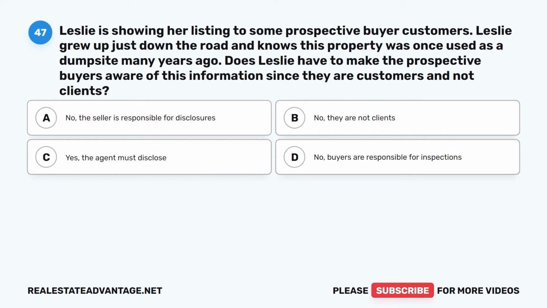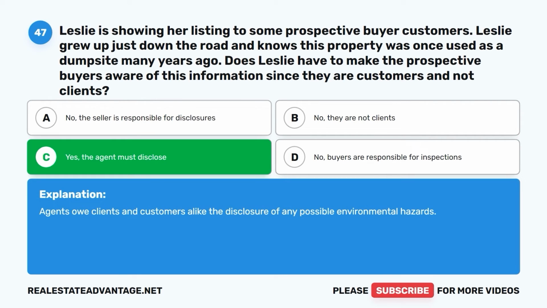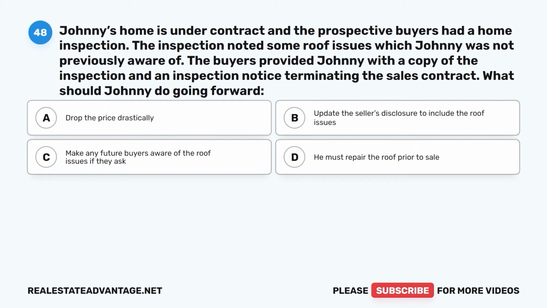The correct answer is C. Yes, the agent must disclose. Agents owe clients and customers alike the disclosure of any possible environmental hazards. Question 48.